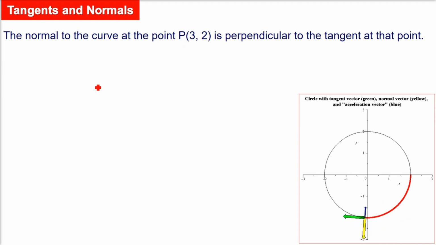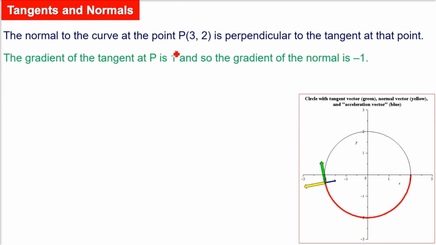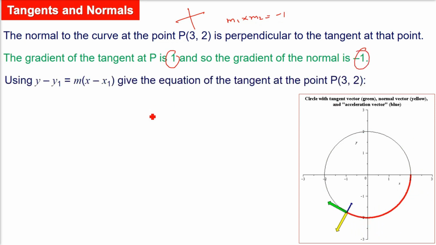The normal is simply, we know that m1 m2 equals -1. So we already have the slope of the tangent, the gradient of the tangent. Now you can find out the slope of the normal. You can put it here. You have already the point. So y plus x minus 5 equals 0 is the equation.